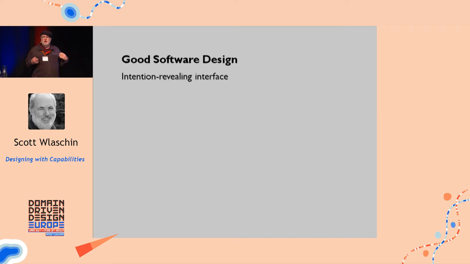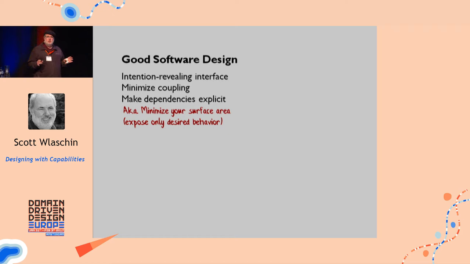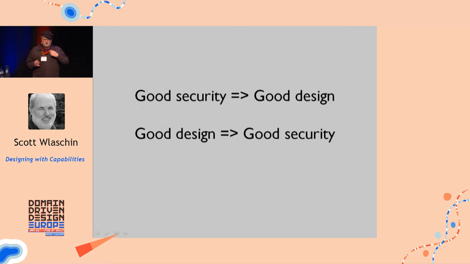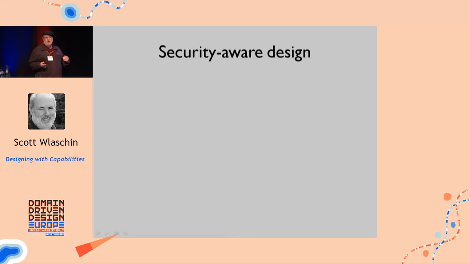So, you know, in software design, we have the intention of building interfaces, we have the goal to minimize coupling, we want to make dependencies explicit, and so on. And again, all these things are really about minimizing your surface area, hiding information and exposing only the stuff you actually care about to the people who are using it. And in good security, we have the principle of least authority. And again, it's about minimizing your surface area, but this time to reduce the chance of abuse. So you can see very, very similar goals, right? And so what I'm saying is we can steal the security principles and use them in software design. So if you do good security, you're probably going to have good design. And if you do really good design, hopefully you have good security. So this is the kind of security-aware design philosophy.